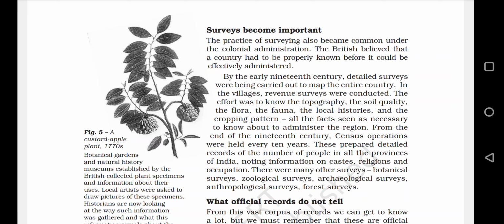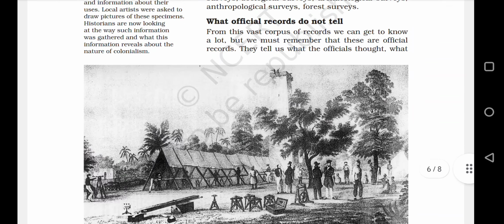They started conducting census just because they wanted to know the people of India. Census is basically the counting of and the collecting data about the population living in a certain area. So they started doing that so that they can understand our society, our people, our culture, our religion, everything. So they started collecting the data.